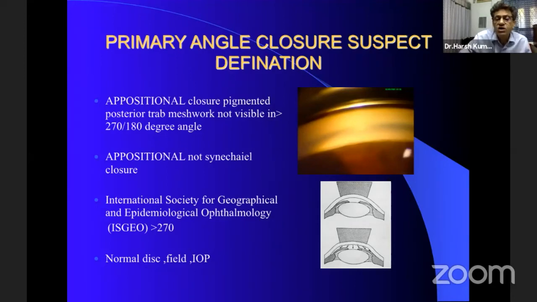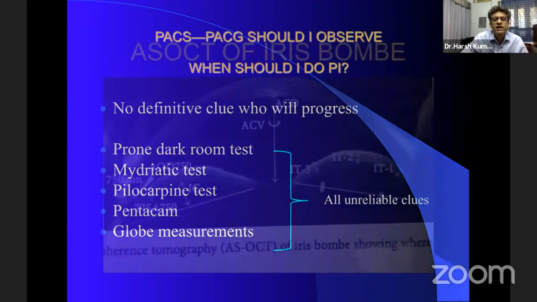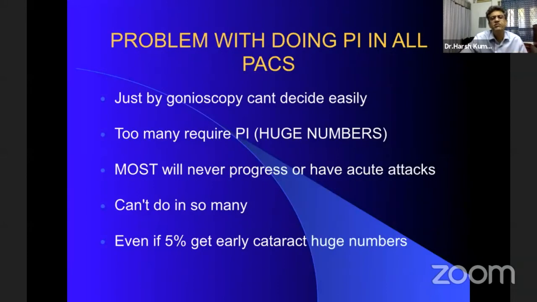But if it is not seen, what do? If you start doing, you can do all these tests, but most of them are unreliable. Even an anterior segment OCT will not definitively tell you whether we have to treat it. Actually, if you go on to treat all these cases, there will be thousands and millions that you have to treat by doing a peripheral iridotomy.